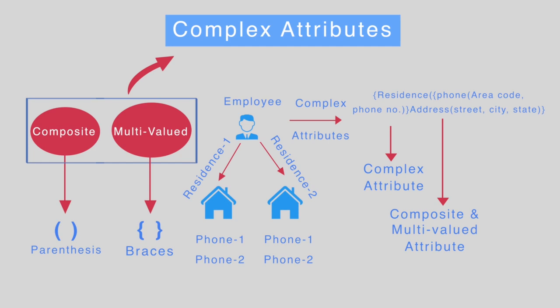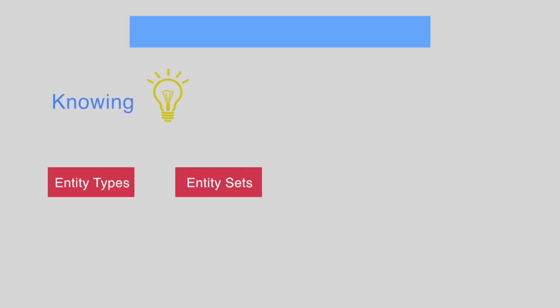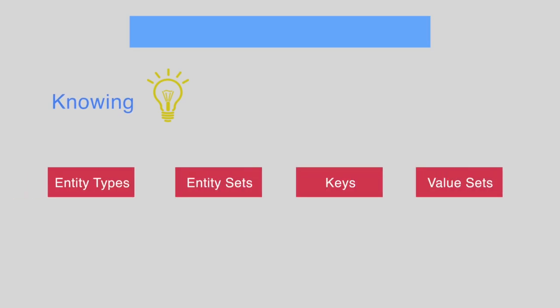In this lecture, we have discussed some basic terms in database design. Knowing the concepts like entity types, entity sets, keys, and value sets gives us a better understanding in designing and working with a database. So let's get started.